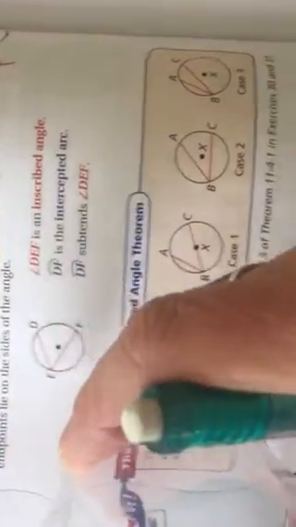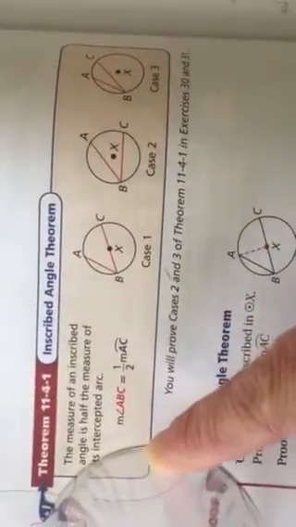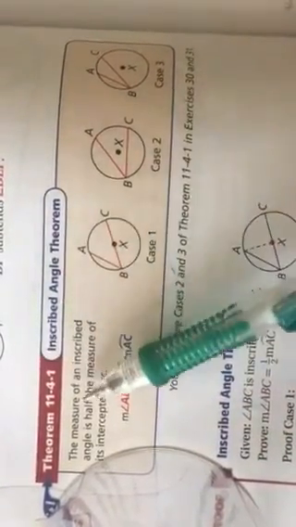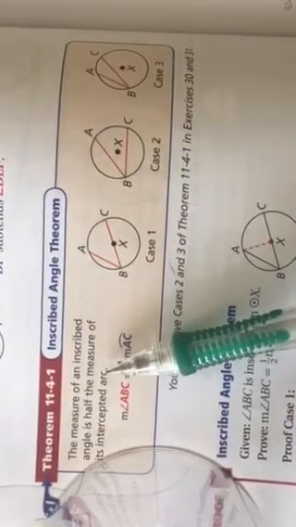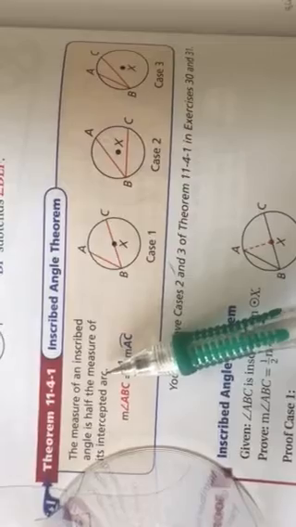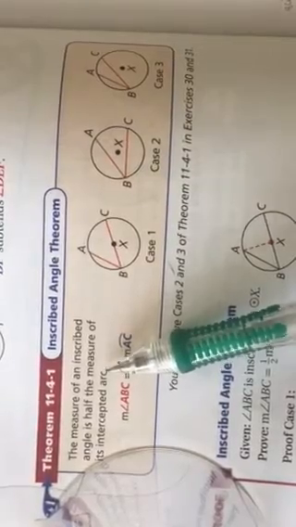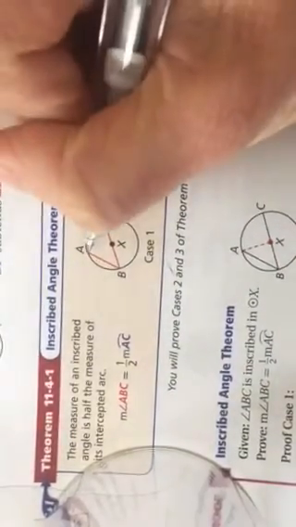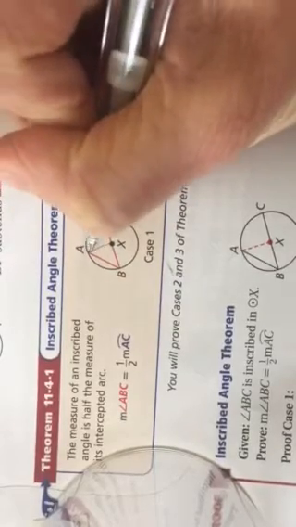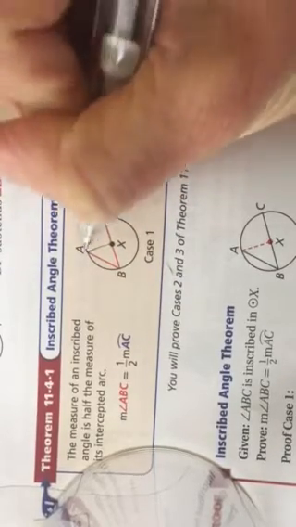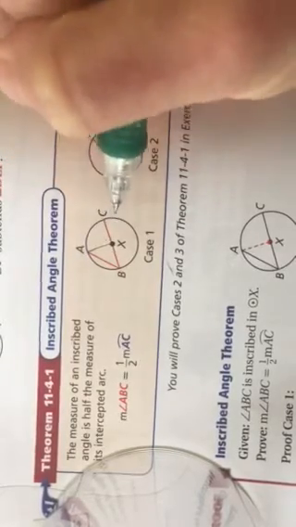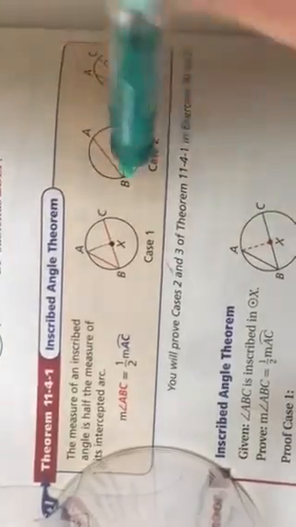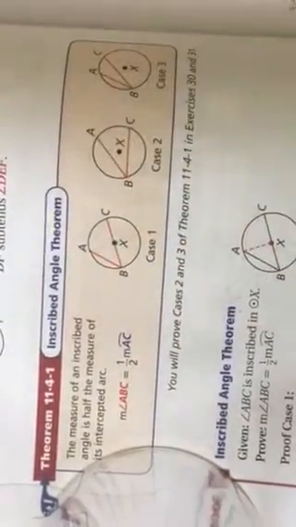Okay, let's jump down here to our theorem. The measure of an inscribed angle is half the measure of its intercepted arc. Let's think back to our central angle. Our central angle measured the exact same as the arc. So that means if I redrew this, I'm drawing a new angle now, and it's angle AXC. That was a central angle, and whatever the measure of that angle was, it was also the measure of that arc.